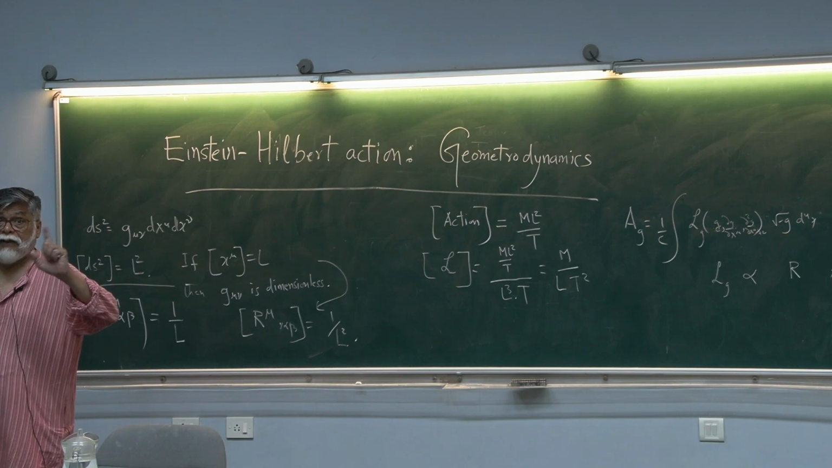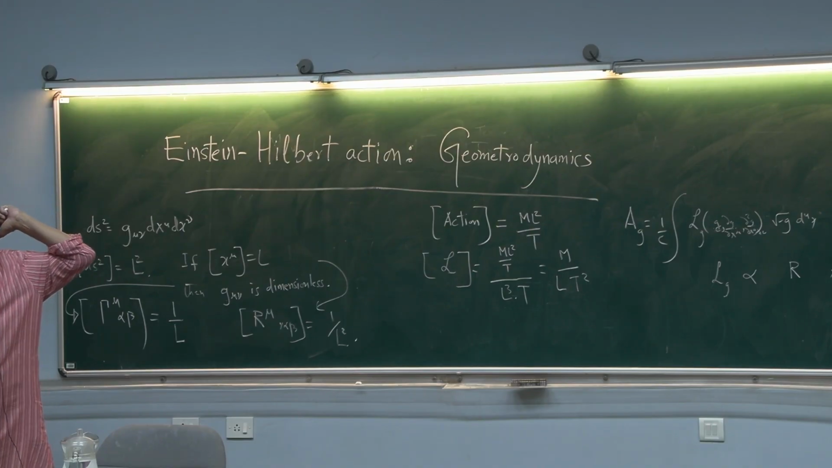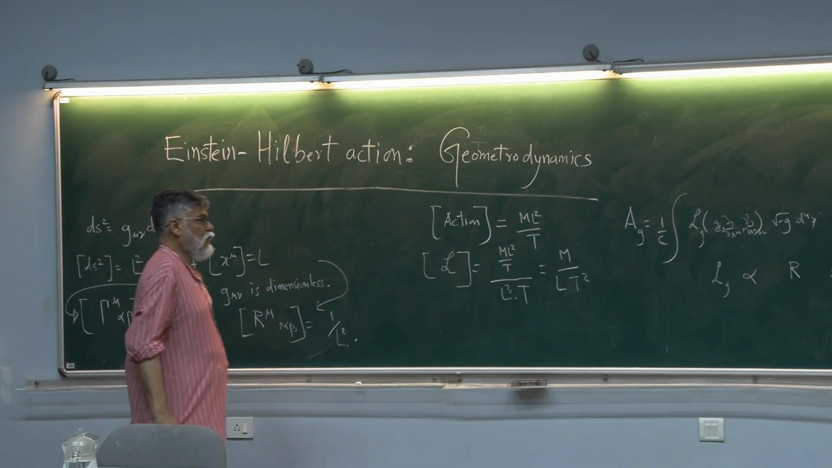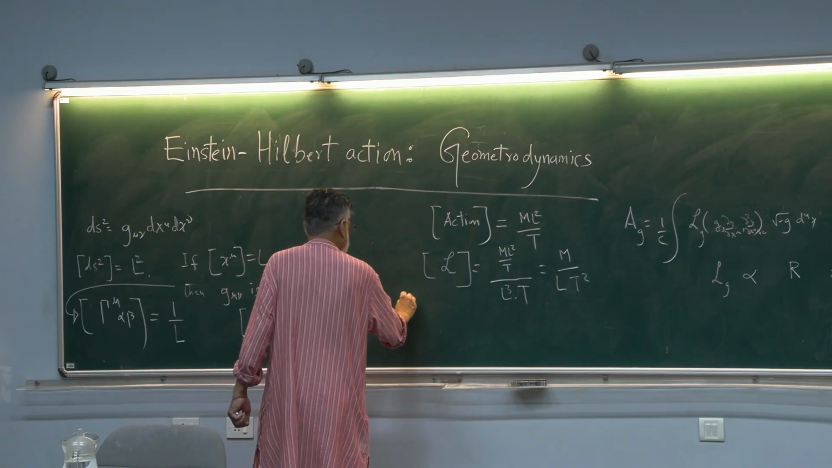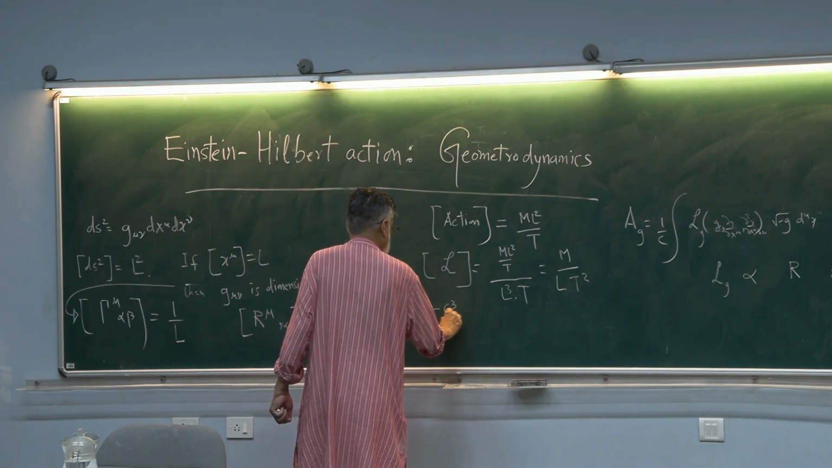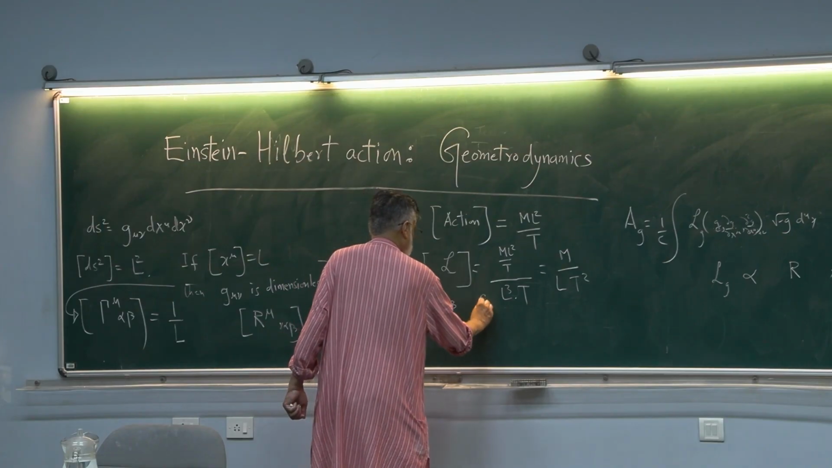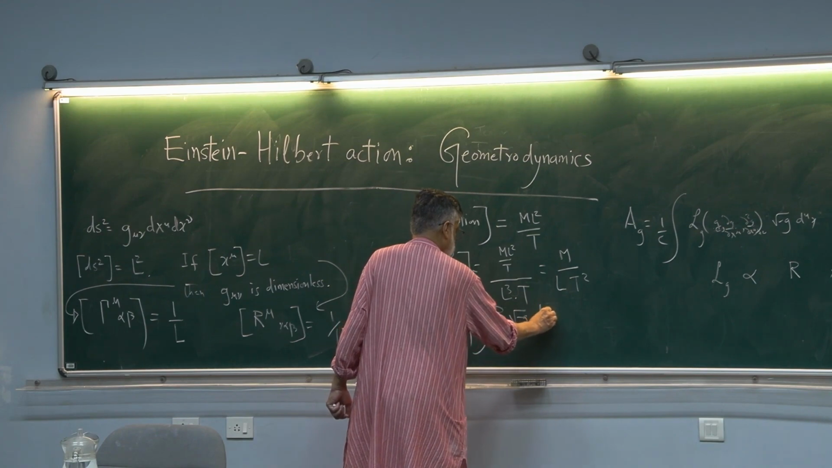No Planck's constant. I could have used Planck's constant, but I better not use it. Why? Because I am talking about classical theory. Why should quantum things enter? Okay. So then the Einstein-Hilbert action comes out to be minus c cube by 16 pi G, R root minus g d4x.